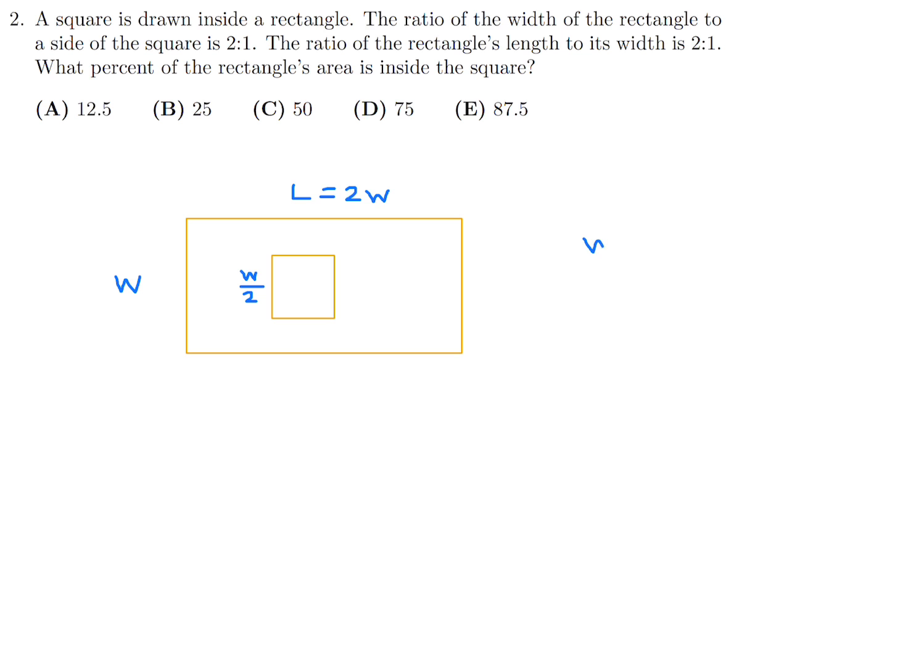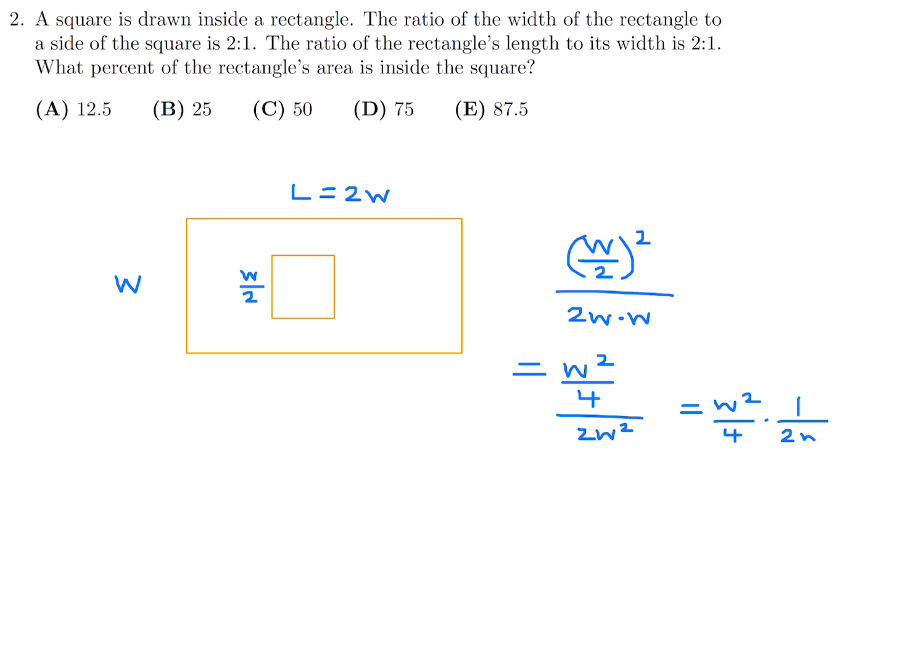So the square has an area of (W over 2) squared. And we have to divide this by the area of the rectangle, which will be length times width. The length is 2W and the width is just W. So here we got W squared over 4 all over 2W squared. And if you invert and multiply, you get W squared over 4 times 1 over 2W squared. And this just becomes 1 over 8. And 1 over 8 in terms of a percentage is 12.5%. So number 2, the answer is A.